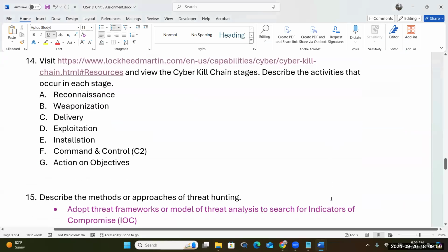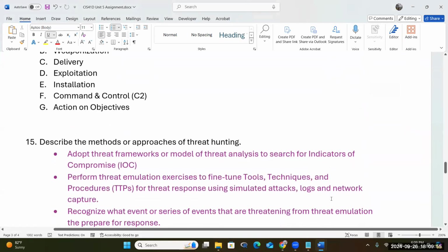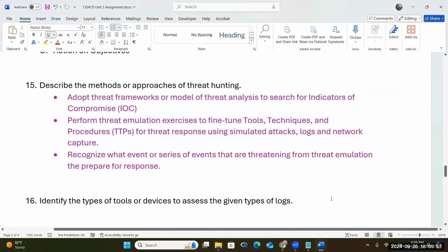All right, so 14, look at the website, put down the activities. And then it talks about threat hunting, just a small section. I think there are other sources that also expand on this topic. But the methods or approaches of threat hunting would include, number one, you should adopt a framework or a model that's going to help you find or discover IOCs easier.